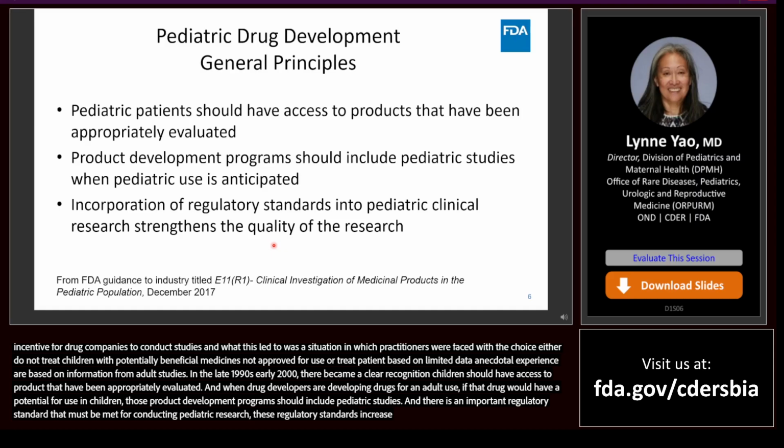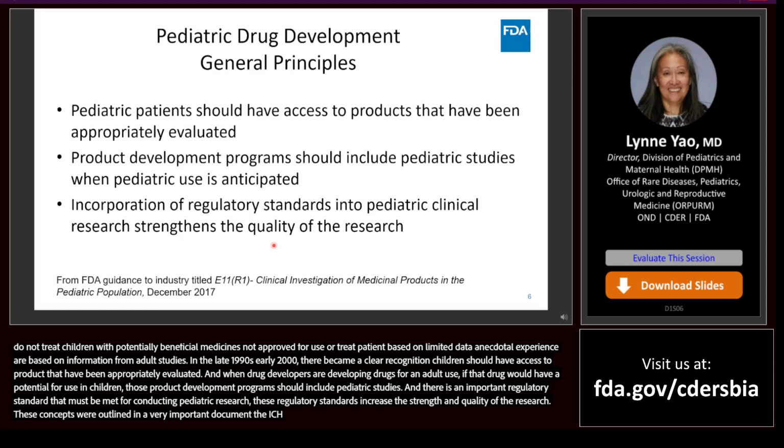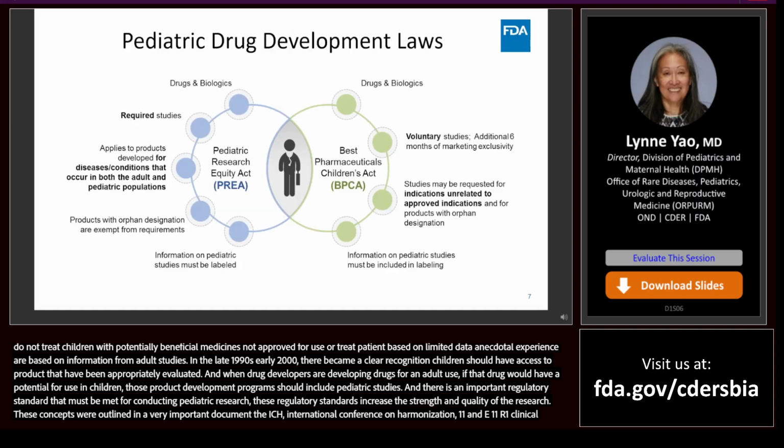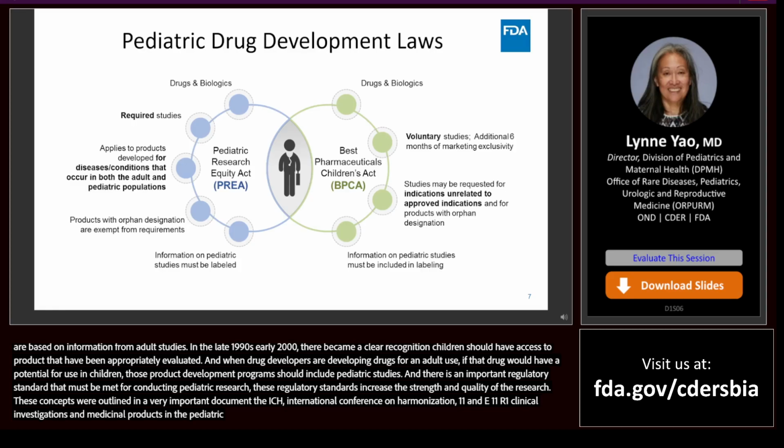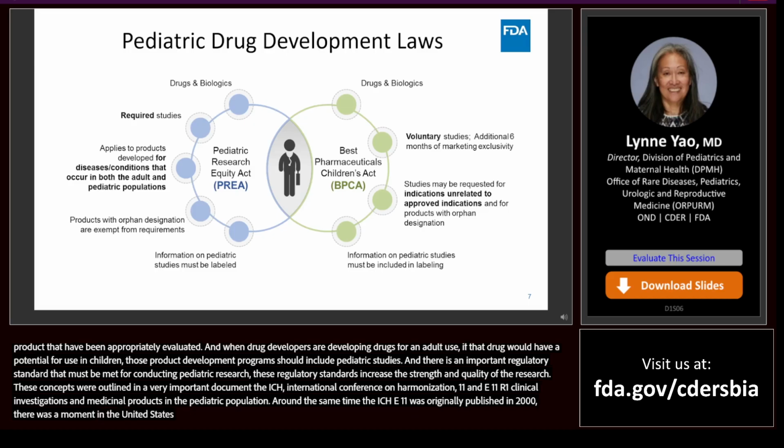These concepts were all outlined in a very important document, the ICH, that's the International Conference on Harmonization, E11 and E11R1, clinical investigations of medicinal products in the pediatric population. Around the same time that the ICH E11 was originally published in 2000, there was a movement in the United States to ensure that children had access to approved drugs as well. And so there were advocates, children advocates across the country, who lobbied Congress to pass pediatric drug development laws.